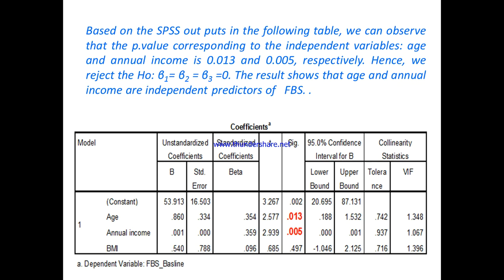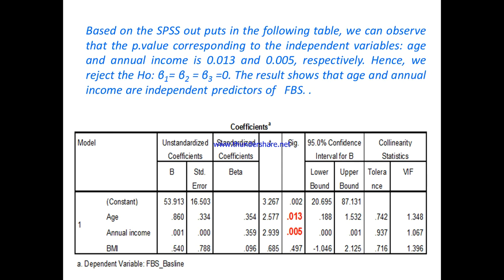As you can see, the beta values are positive. This means as age increases, fasting blood sugar also increases. As annual income increases, fasting blood sugar also increases. And by what magnitude? It increases by the magnitude of the indicated beta value, as age increases by 1 year or annual income increases by 1 unit. That depends on how you measure the annual income, basically.